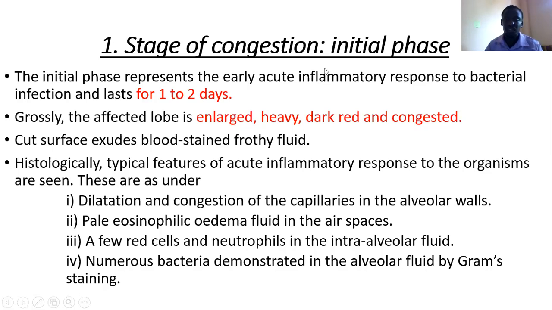So in acute inflammatory response, you're going to get dilatation and congestion of the capillaries in the alveolar walls. You also have edema fluid in the air spaces. We have few red blood cells and neutrophils. Remember, neutrophils are among the cells that we have in the acute inflammatory response. And then you have numerous bacteria demonstrated in the alveolar fluids through gram staining.